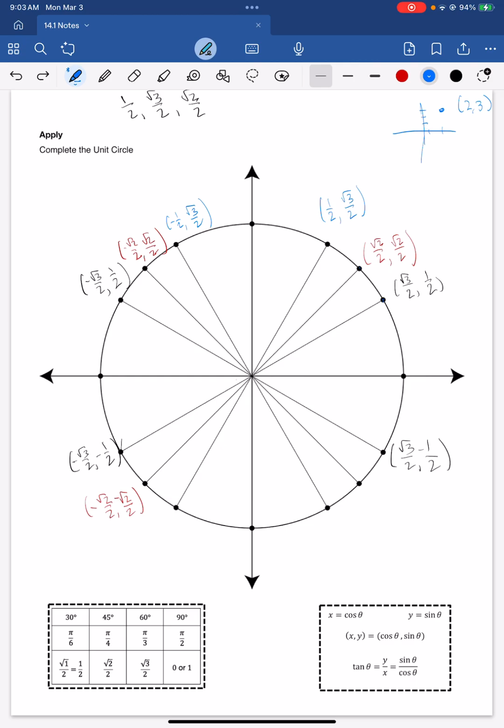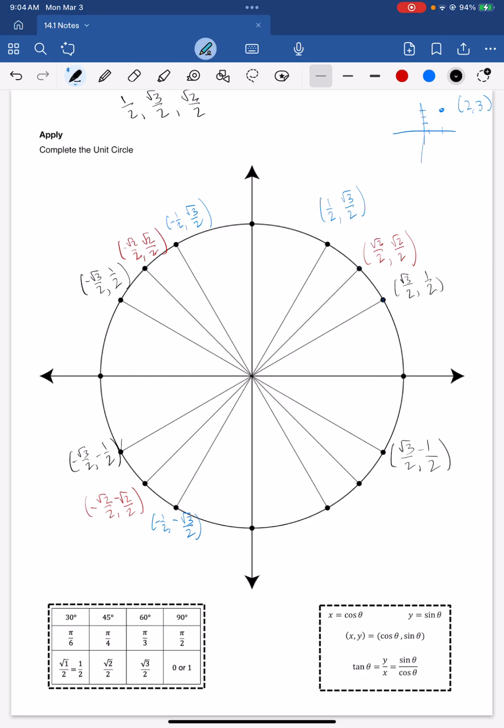So our last one is right here. This angle would be 60. So when I draw my line straight down, we got negative 1/2 here, negative root 3 over 2 right here. So our x would be negative 1/2, and our y would be negative root 3 over 2. So the hope is that as you continue to do these over and over, you can kind of memorize what the circle looks like, and then you're going to be able to do this a lot quicker than before.